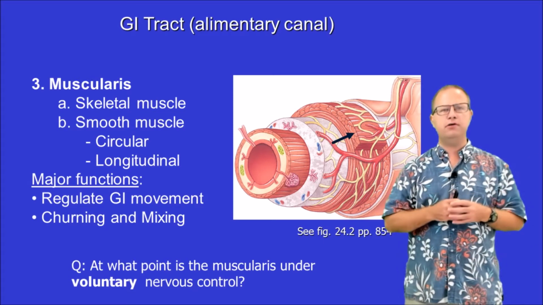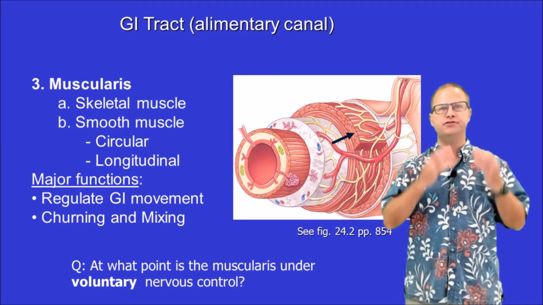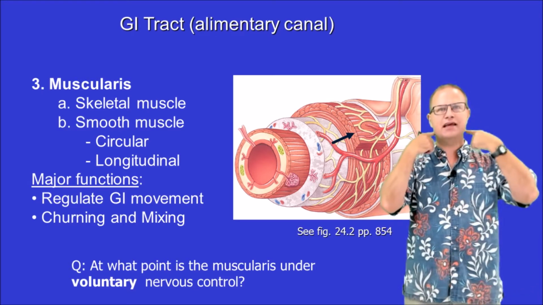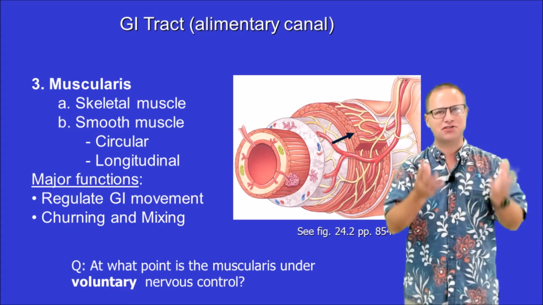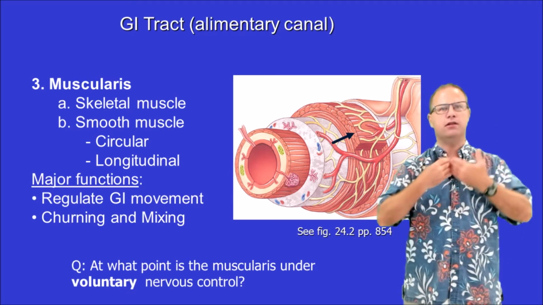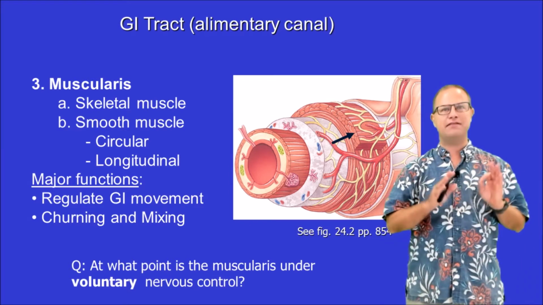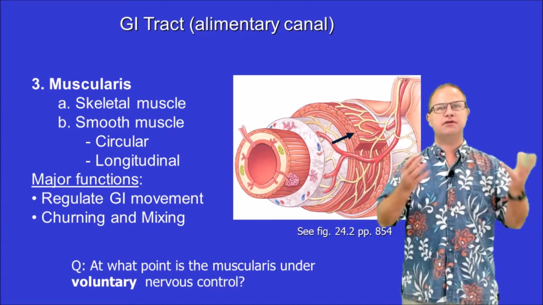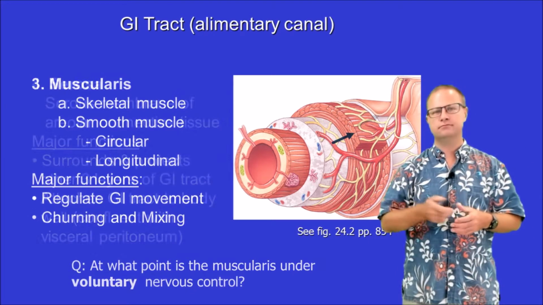So the question I pose to you: at what point is the muscularis under voluntary control? Well, there's 2 points. Up here in the pharynx and first part of the esophagus, that's voluntary, right? You can determine whether or not you want to swallow the food, but after that food's swallowed, it's pretty much involuntary until the next action, which is defecation. We have an external anal sphincter that can allow us to voluntarily defecate or decide to defecate at a later time.